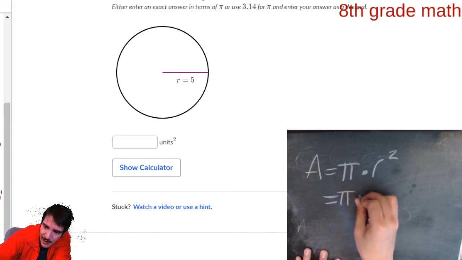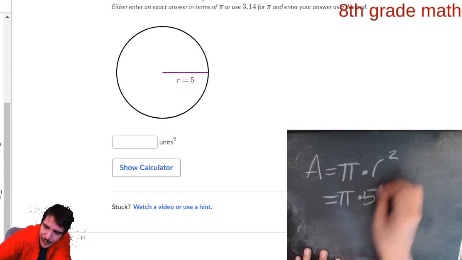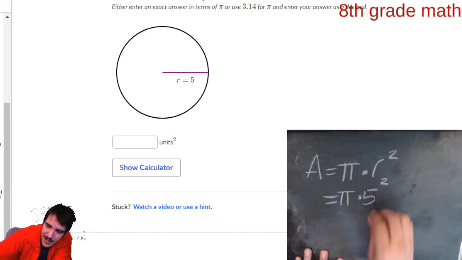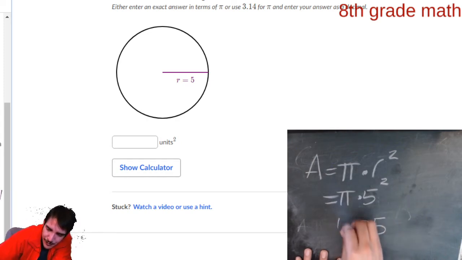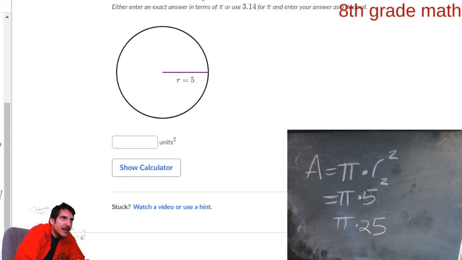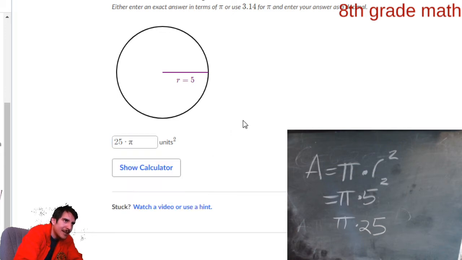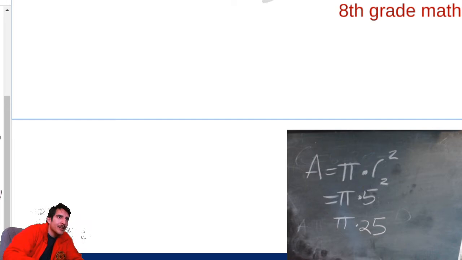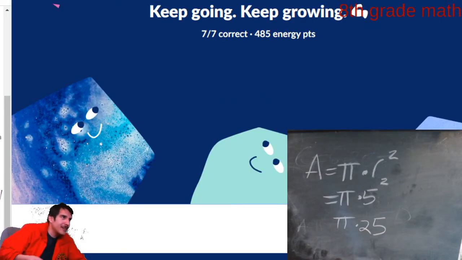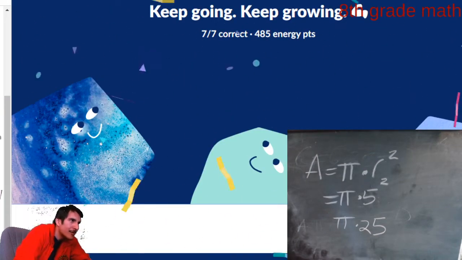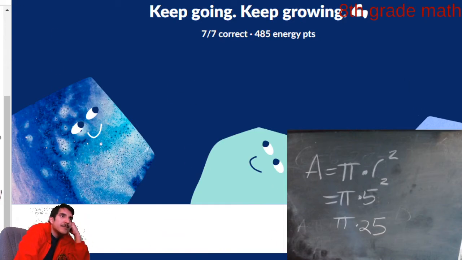Pi times the radius is 5, so we're doing 5 to the second power. 5 to the second power is 25, so we have 25 pi. Let's see if they let us use the... Oh, they did. They're such good pals. 25 times pi, square units. Check it, and we are very good. We are very good here. Okay.